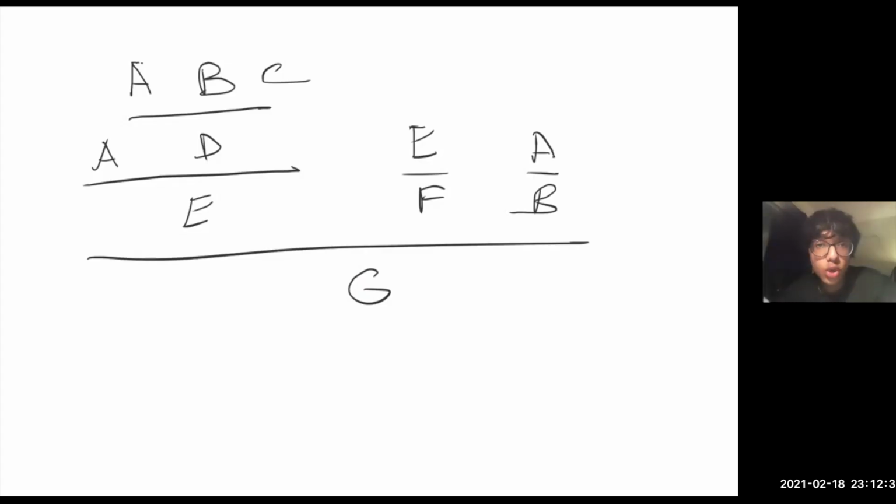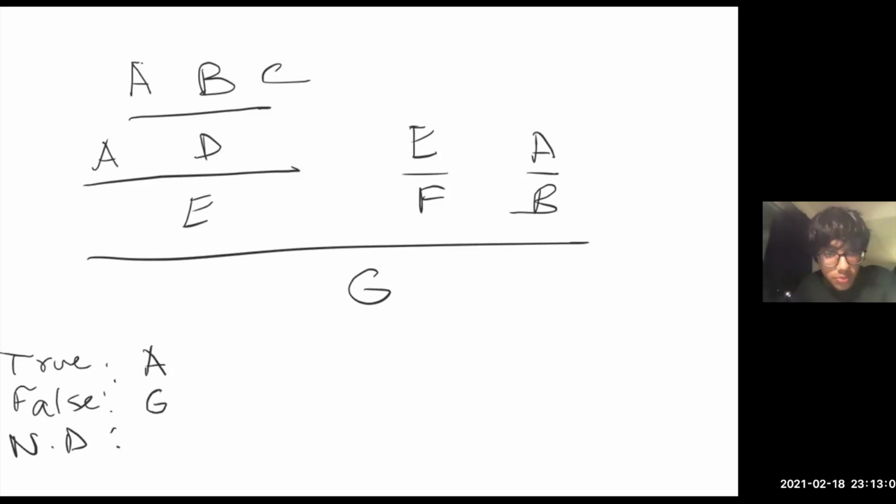All right, now let's do one practice question. The first thing we do is make three categories: true, false, and non-determined. Now, within true, we know that A is true, and we know that G is false. We don't know anything else, and we need to find those things.